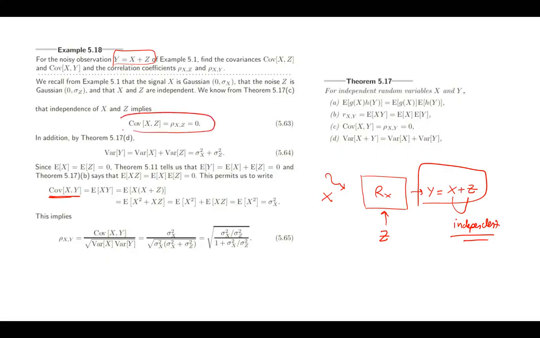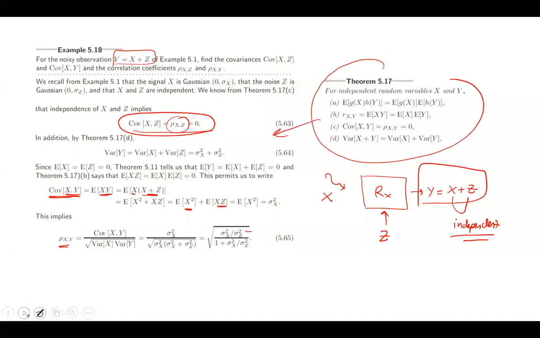The covariance is going to be 0, so the correlation coefficient becomes 0. Then we can determine the correlation of X and Y, which is the expectation of XY, which is X times X plus Z. This refers to the expectation of X squared and the expectation of XZ, which is equal to the variance of X, sorry. The correlation then can be written in terms of the variance of X and Z. Please use this theorem to calculate these parameters.